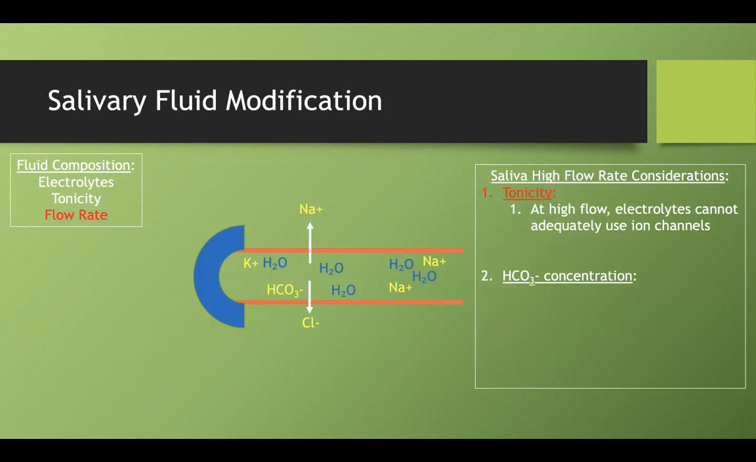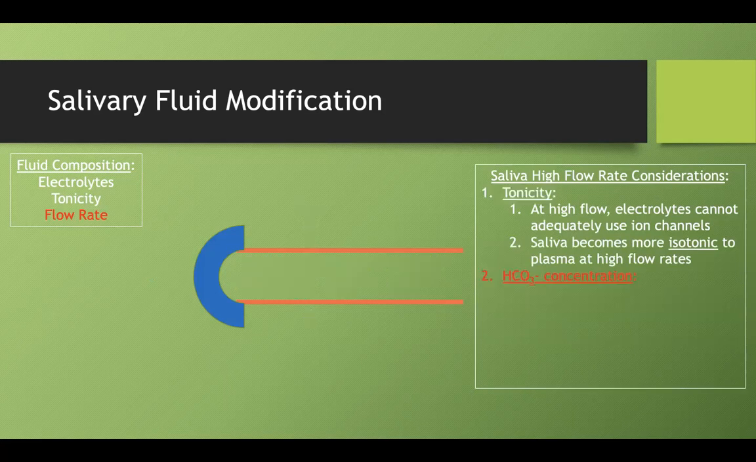The problem is if the flow rate from the acinus to the oral cavity is moving so fast, we might not have time for all that reabsorption. So some of those electrolytes will stay in the duct, and that'll make the saliva more isotonic to plasma at the higher flow rates. Let's talk about bicarb.